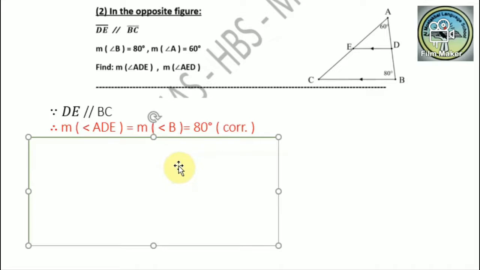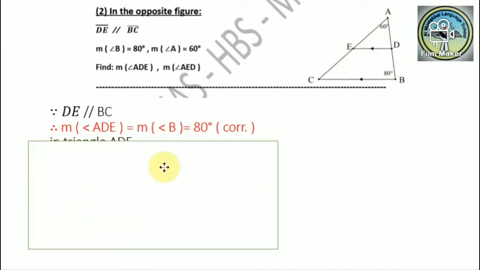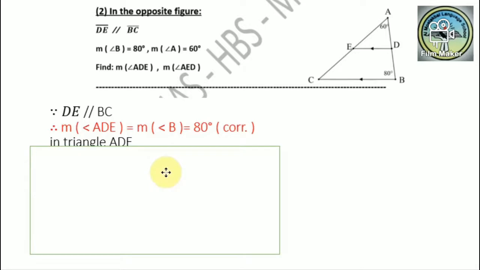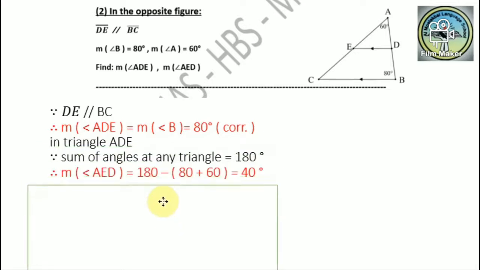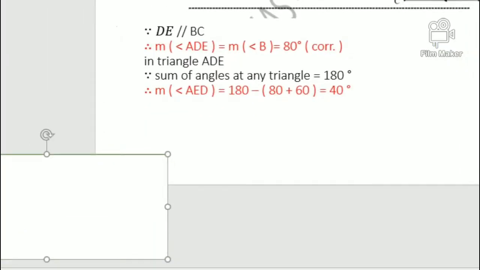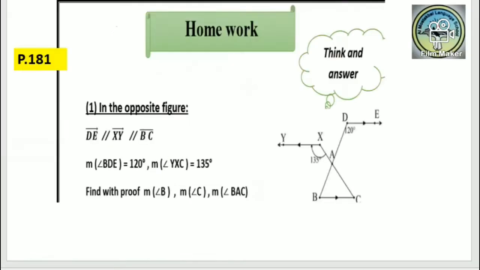And here, the second required is measure of angle AED. AED. Okay, Ahmed, can you solve this question? In triangle ADE, since the summation of angles in any triangle is 180, then measure of angle AED equals 180 minus (60 plus 80) equals 40 degrees. Okay. Well done, sweetie.